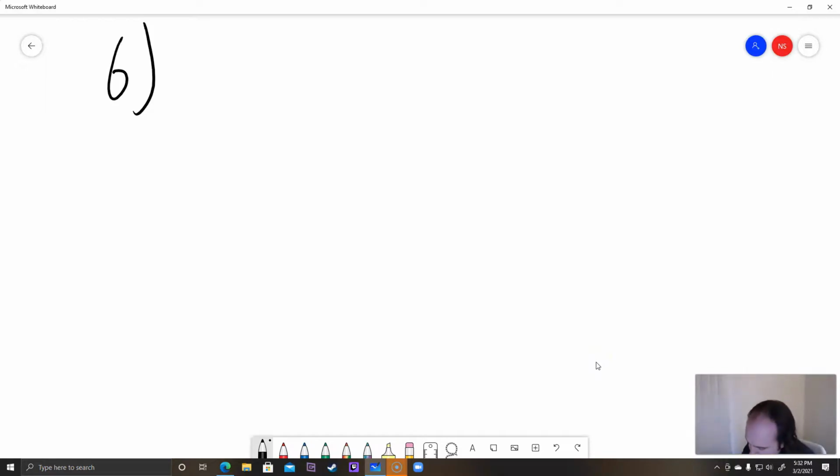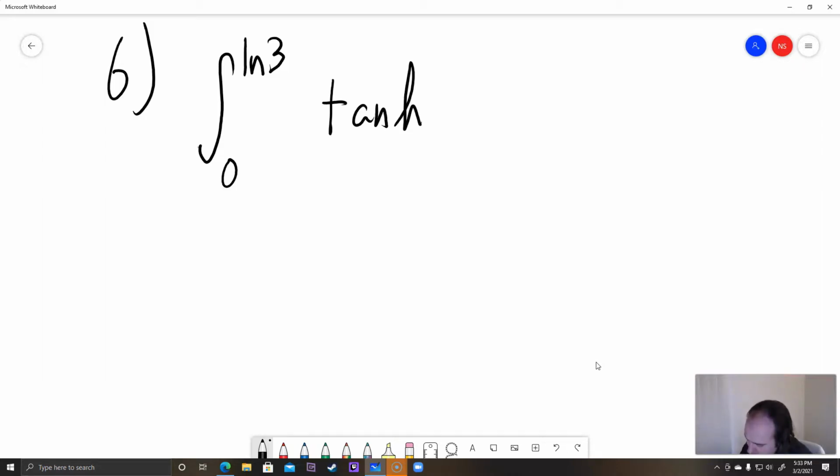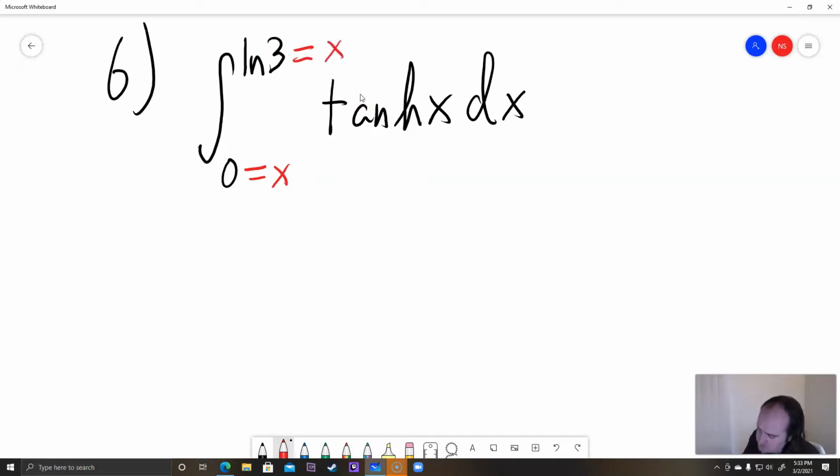Okay, so for this one we're doing the integral from 0 to ln of 3 of tanh of x dx. Now this is a definite integral because we're going to be plugging in 0 and ln of 3 at the end of the problem. But the rest of the problem is just going to be the same. We're only going to be plugging in numbers at the very end. Keep in mind that since the original variable here is x, this 0 and ln of 3 are both x values. So we're evaluating from x equals 0 to x equals ln of 3.